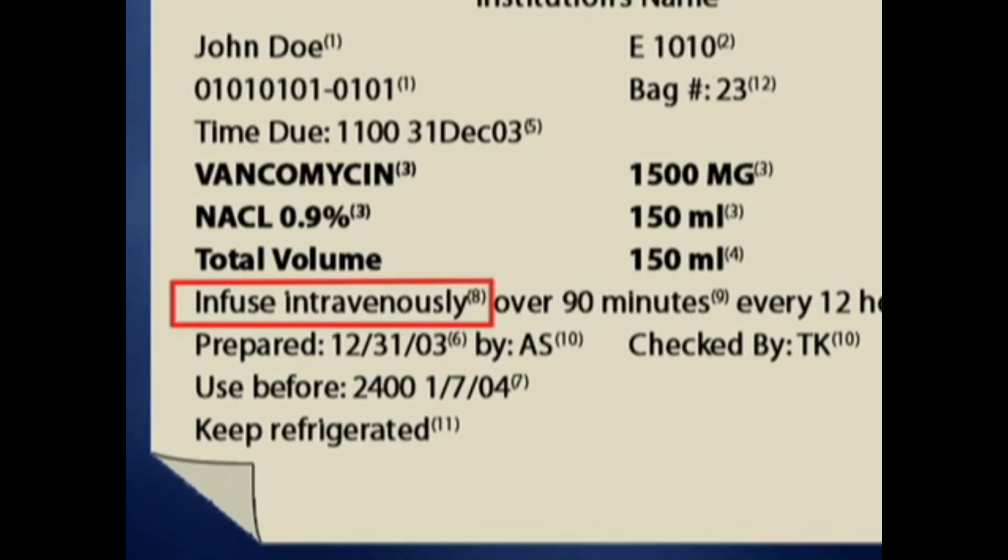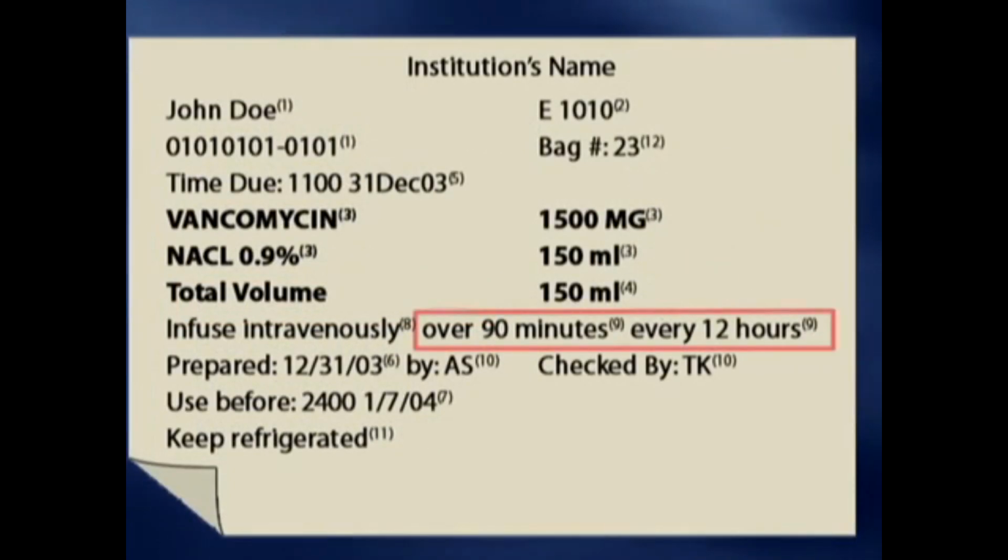Section 8 shows the route of administration. This section is the same as Section 4 on the USP label. Section 9 gives administration instructions. This section is similar to Section 6 on the USP label. However, it includes all directions needed for proper clinical administration of the preparation in an institutional setting.